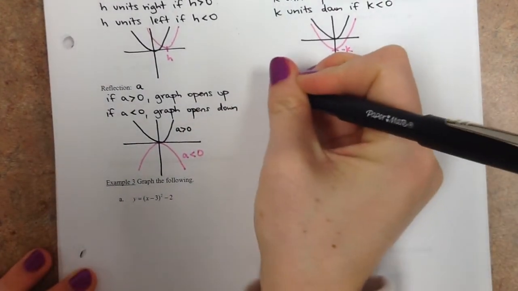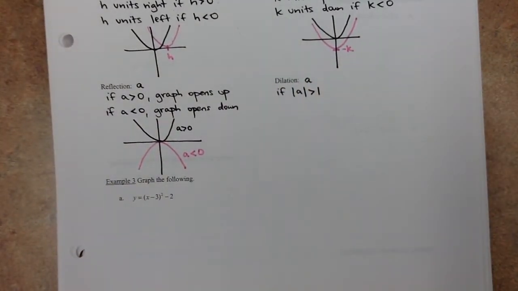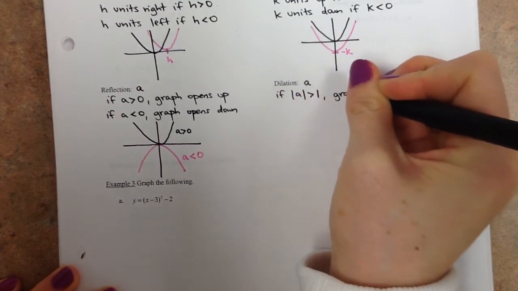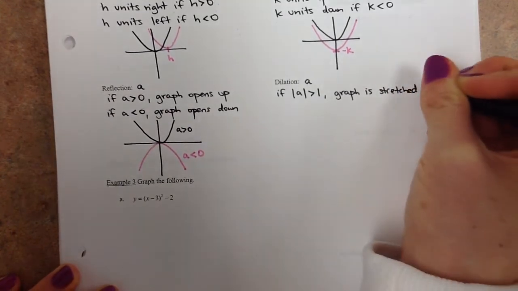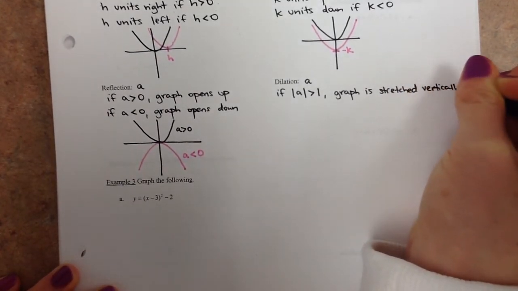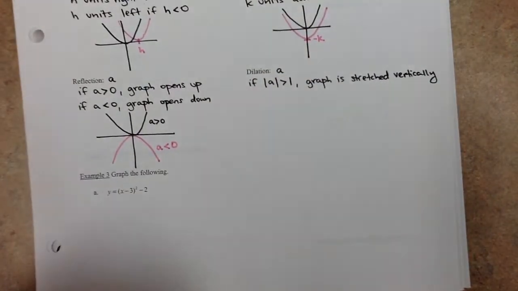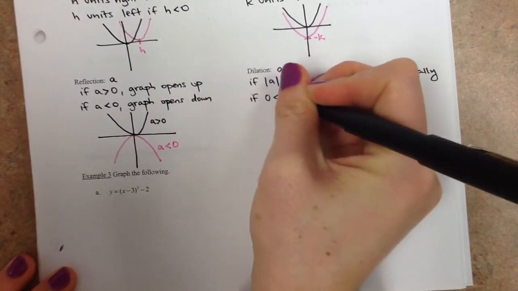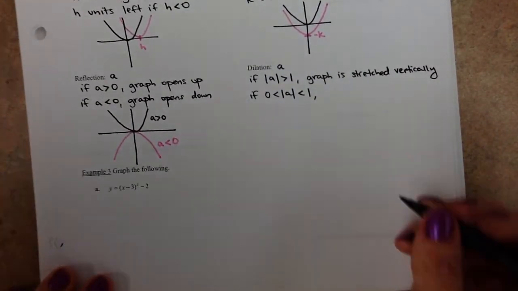Okay, so if the absolute value of A is greater than 1, so you know, if it's a positive 2 or a negative 3 or a positive 4 or whatever, the graph is stretched vertically. And we saw examples like that a couple chapters ago. Remember, what a vertical stretch does is it pulls it up and down. It actually makes it skinnier. And then if the absolute value of A is somewhere between 0 and 1, like if it's a fraction, the graph will be compressed vertically.